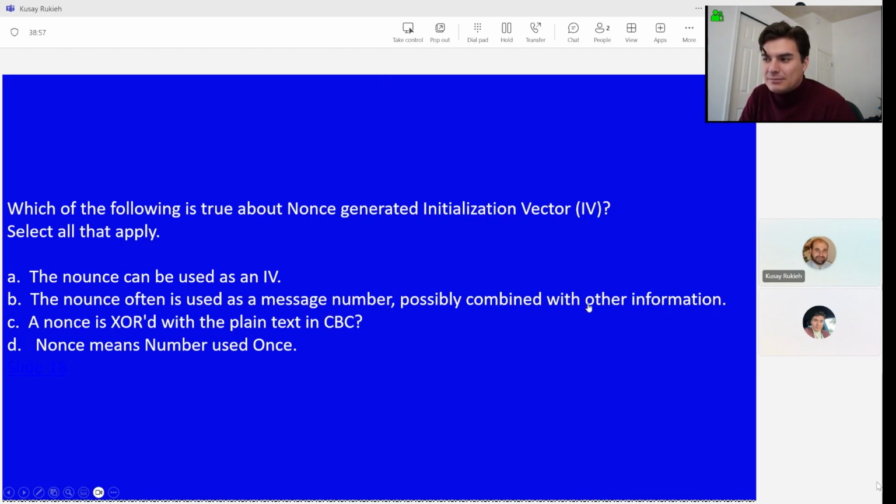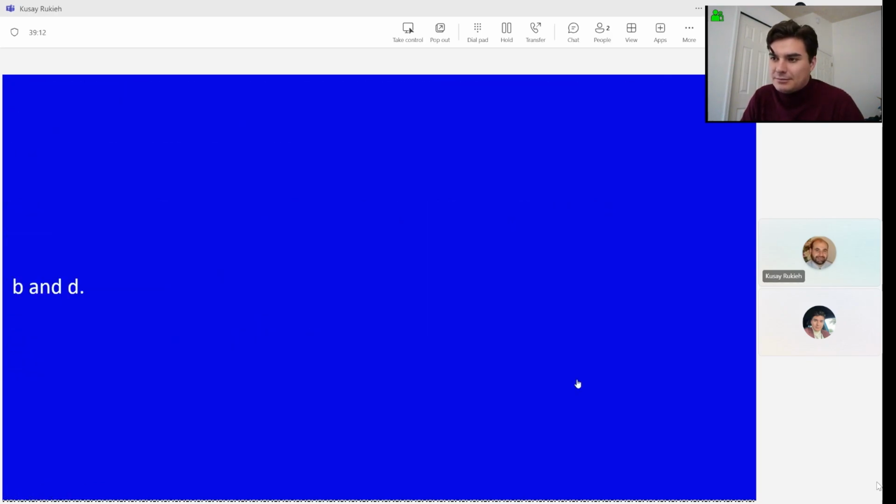Message number possibly combined with other information, which is the counter. Hence, this is why we have counter mode. So yep, B and D would be a better answer than A and D. Excellent. B and D.